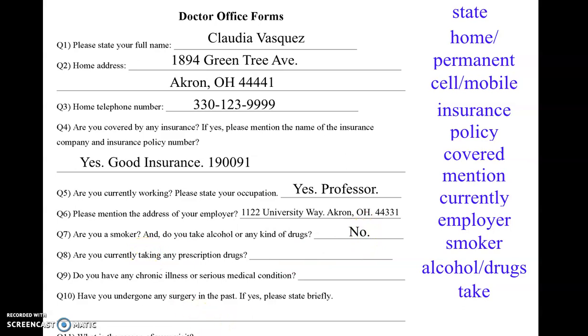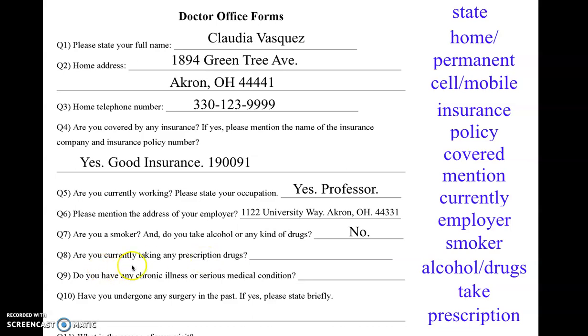Question 8. Are you currently taking any prescription drugs? See now here. Drugs, drugs. This question is about 2 legal drugs, tobacco and alcohol, and any other illegal drugs that you're not supposed to be taking. This question, prescription, is about any medicine that the doctor has said you should take, and then you went to a pharmacy to get that medicine.